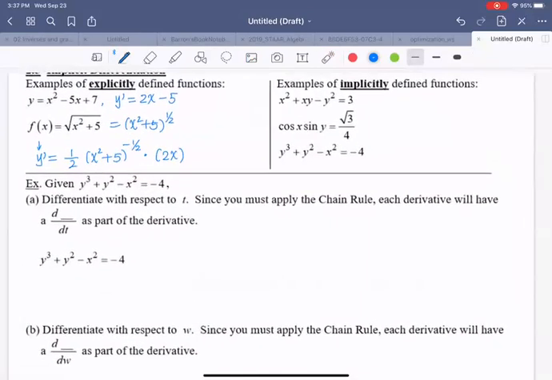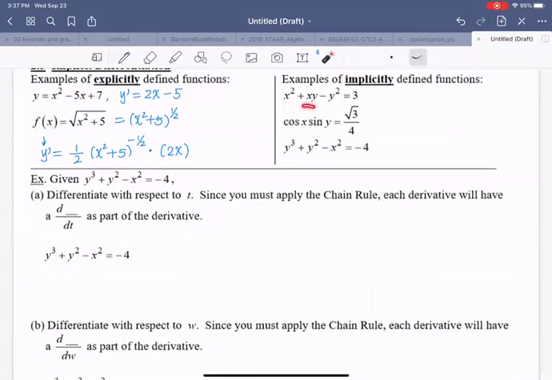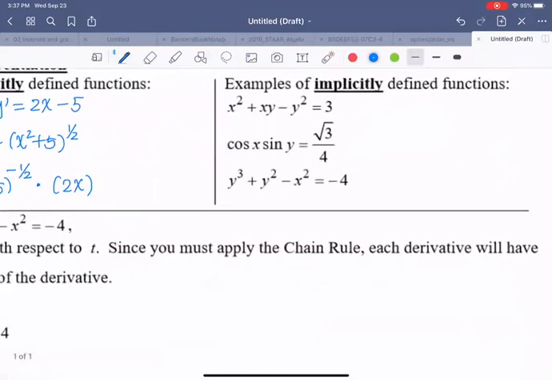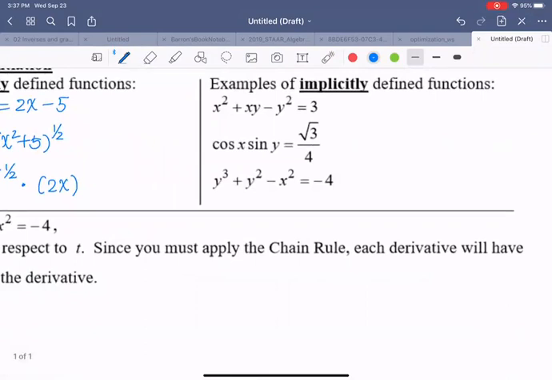Now, it is not always that we can find y equals f(x). For example, this one, we won't be able to solve for y, right? So in this situation, we are going to do the derivative for each single term. First term derivative is 2x. Then the xy derivative should equal what? Can you tell me?